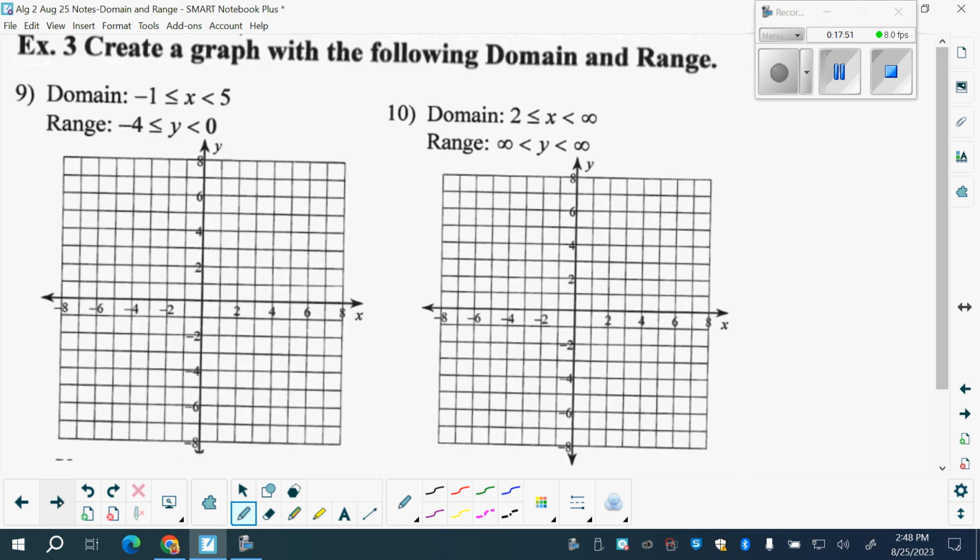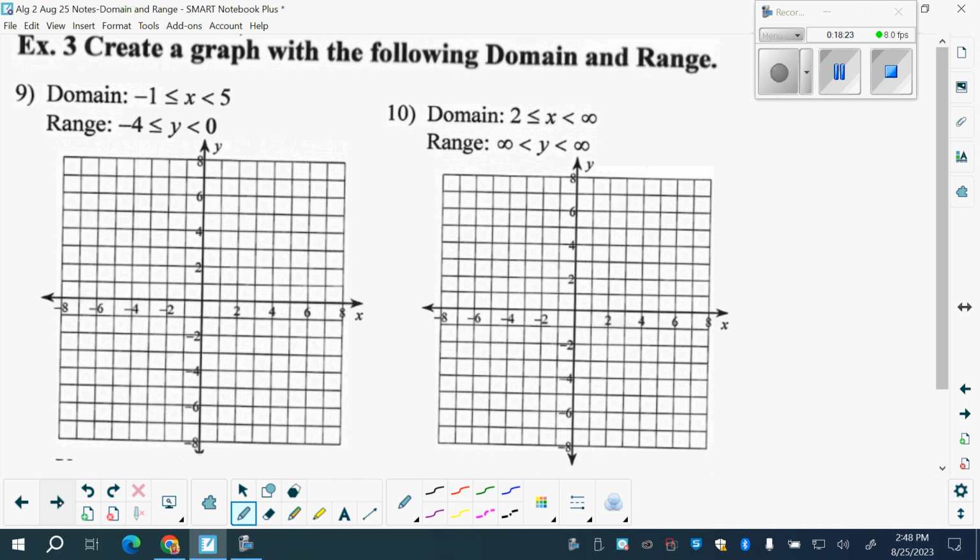So now we're going to do creating given a domain and a range. So this will be the hardest that we've done, because we've done some creating with domain, we've done some creating with the range. So number 9 is a little bit difficult. Think about it for a moment. Anybody have any idea where we might start?